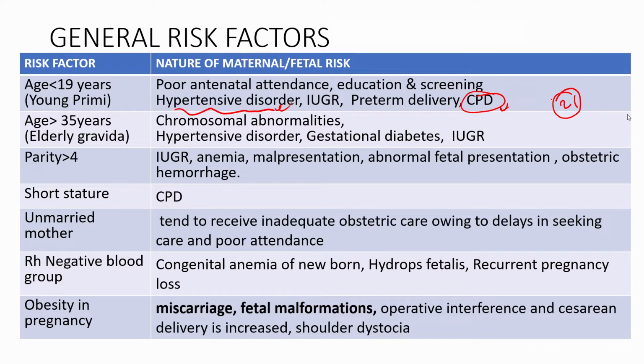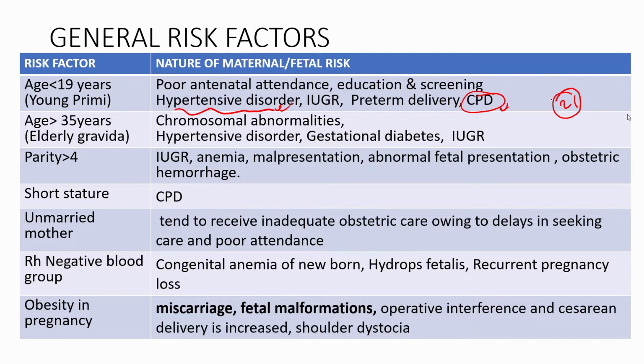Okay, when we come to age more than 35, with increasing age there could be an increasing tendency of medical disorders like hypertensive disorder and diabetes. Okay, and other factors like chromosomal abnormality. So we can see there's an increase in the incidence of Down syndrome with increased maternal age, and IUGR.